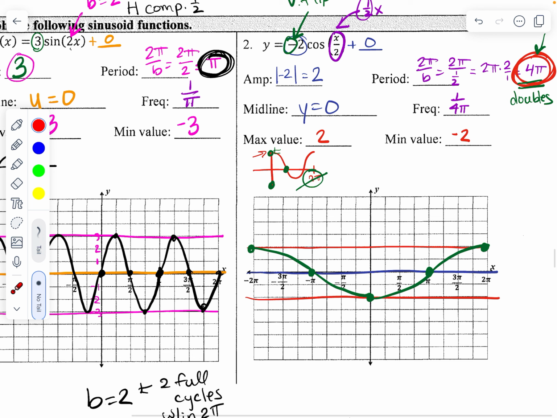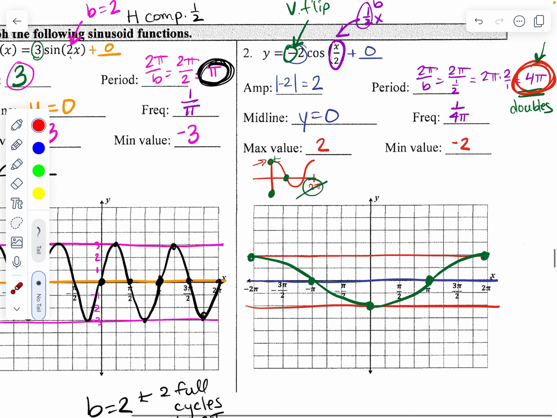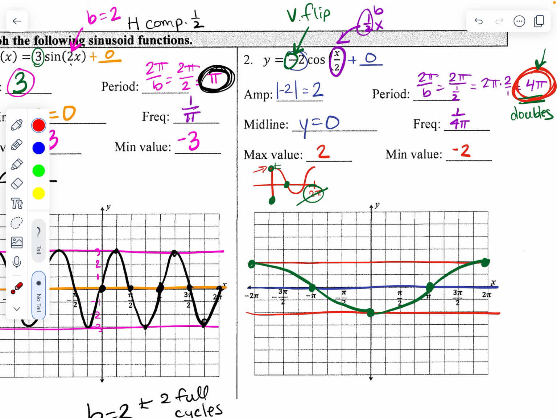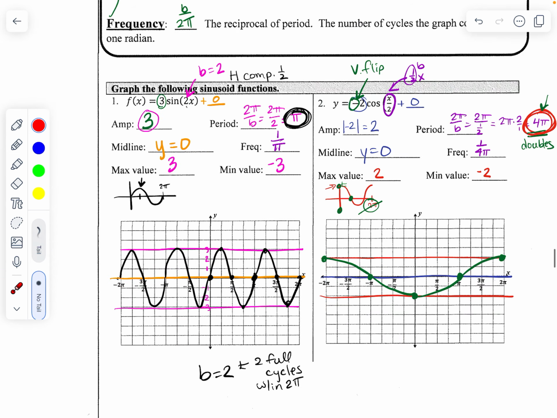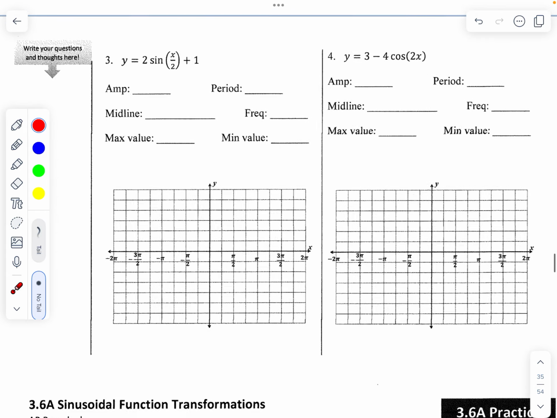So this full graph is a total of 4 pi on the horizontal. And we see that because here's our 4 pi period. And our frequency, our b value, we said was 1/2, which means within 2 pi, I only see half of the graph. All right, let's turn the page.